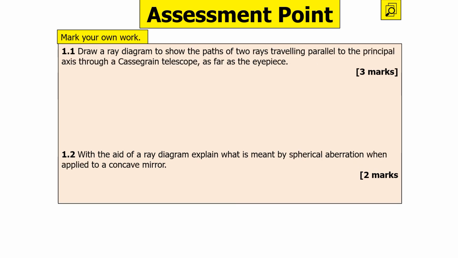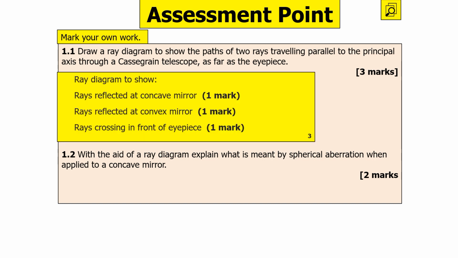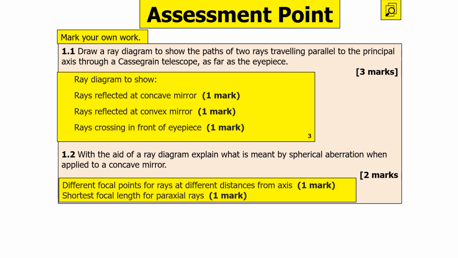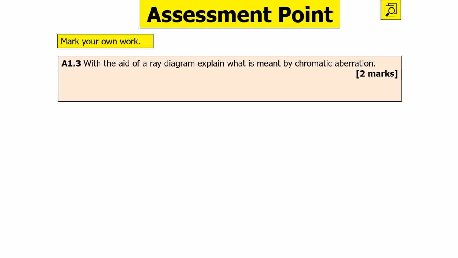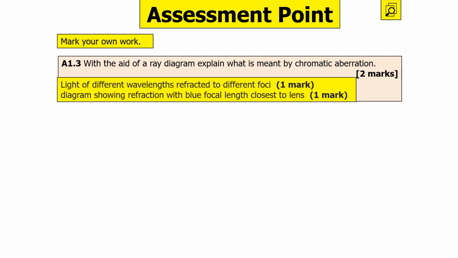Right, as we said before, with your diagram, the rays reflect off the concave or primary mirror, they reflect off the convex mirror, and they just cross before the front of the eyepiece lens. The next one, we have different focal points at different distances from the axis, with the shortest focal length for those paraxial rays, like we said before. And then for chromatic aberration, light at different wavelengths is refracted to different foci, with this showing refraction for blue much closer to the lens than that of red.